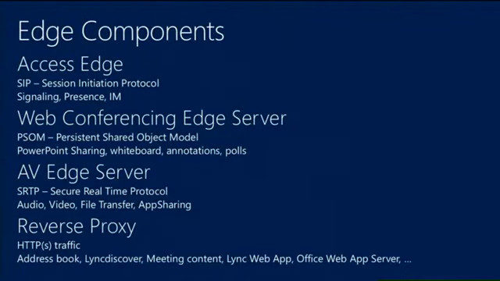The reverse proxy, it's not a Lync server role. The reverse proxy is an additional server that you maybe have already in your environment because you are running other Microsoft services. Maybe your Outlook Web Access is published over the reverse proxy, and we use it to publish HTTPS content. So it's websites to join meetings, the simple URLs, address books, meeting content, Lync web app, and so on.